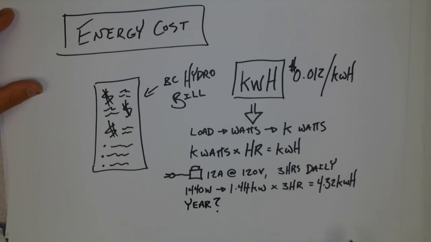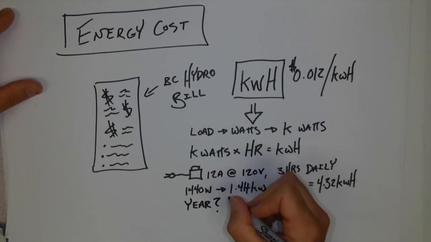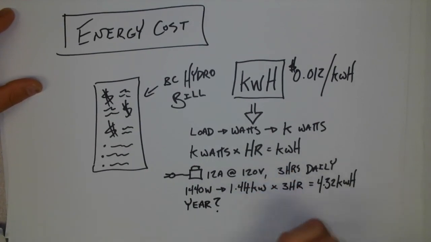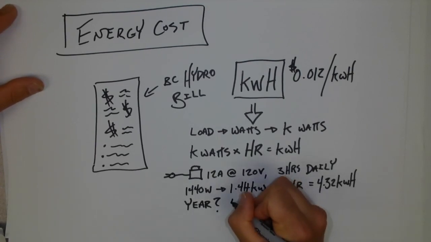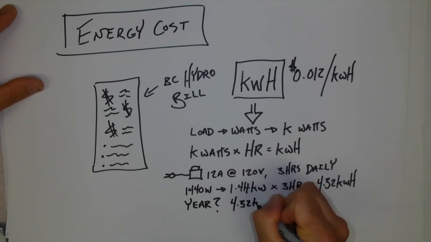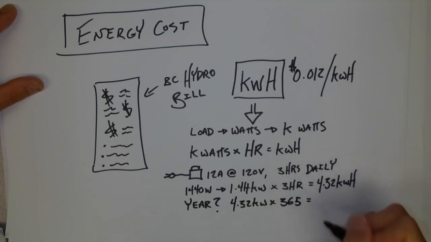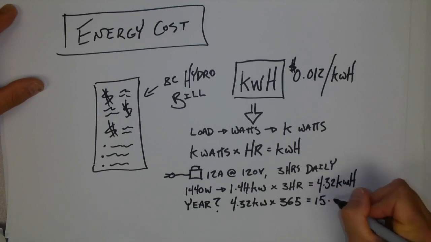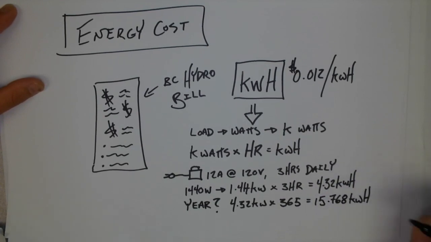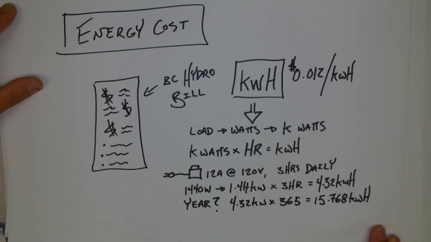Well, I take this number and I multiply it by 365. So 4.32 kilowatt hours times 365 days in a year. I get 15.768 kilowatt hours. How much is this going to cost me?